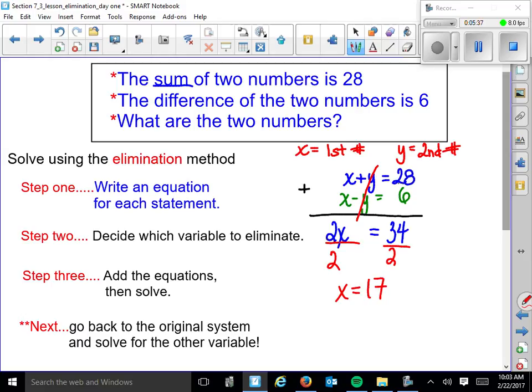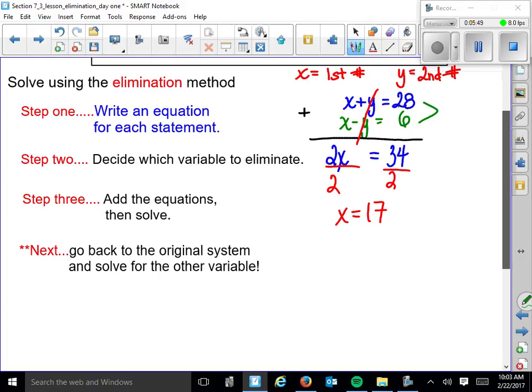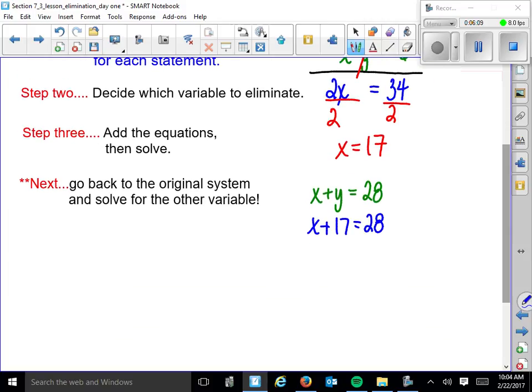So I have half of my solution. Now I just need to go ahead and solve for the second variable, or y. I need to go back to the original system, and it doesn't matter which of the equations I use. I'm going to use x plus y equals 28. So I'm going to substitute 17 in for x. 17 plus y equals 28. So when I solve, I will need to subtract 17 from each side. And that leaves me with y equals 28 minus 17, which is 11.